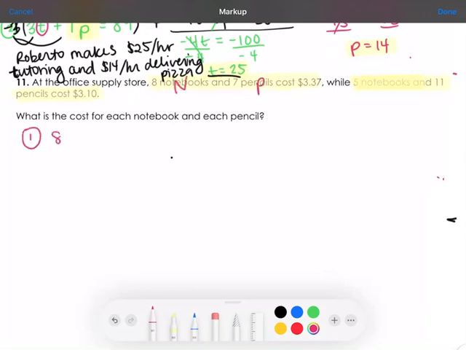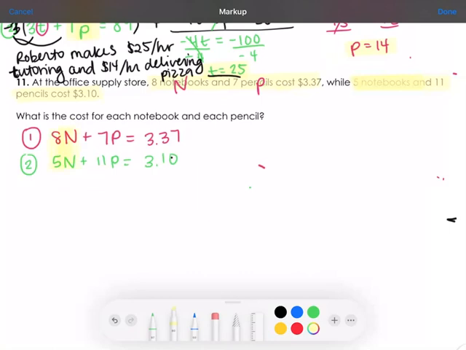Equation number 1 is, I'll call notebooks N and pencils P, you have 8N plus 7P for 337. And secondly, you have 5N plus 11P equals 310. So we're going to try and solve for N and P. I'll try and use elimination here. I don't really have any nice numbers. 5 can't multiply to 8, 7 can't multiply to 11, so this is one where I'm going to have to multiply both equations.